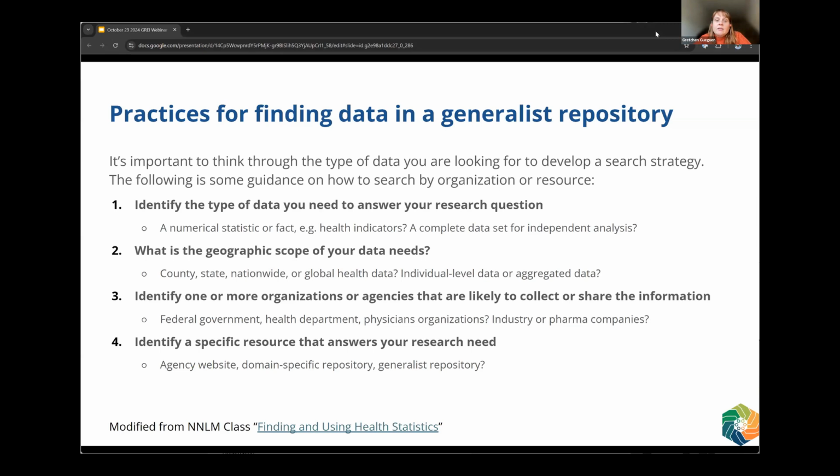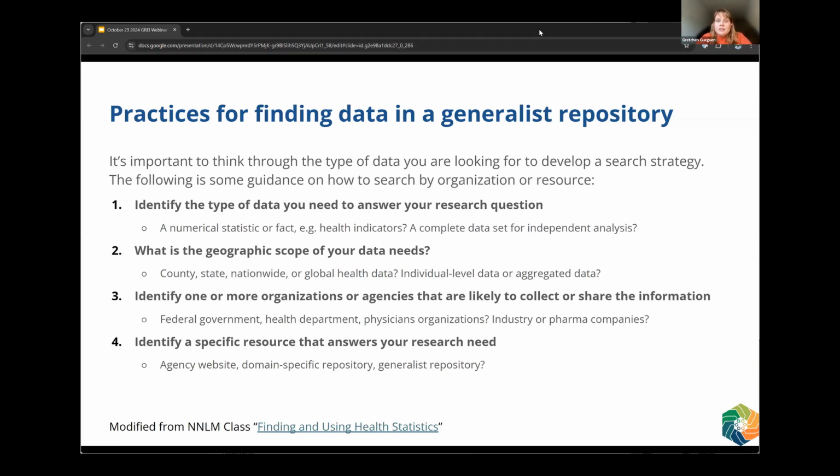You also want to think about the geographic scope. A lot of data is made available by and created by county, state, nationwide, and global organizations. So thinking about the jurisdiction of where the data is that you're interested in can help to guide you to a repository or how to search for it, because those geographic terms can help to limit your search.